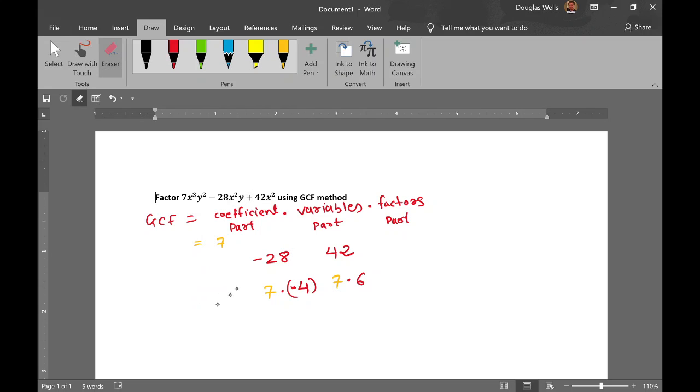Now move forward to the variable part. In our case we have two variables, but are they common? That's what we have to notice. Let's look at the first variable x. x is here, x is here, x is here. That means the variable x is common, so it will go here. But can I take variable y as my GCF? y is here, but y is not here. So y cannot be taken as a variable part for your GCF. So x is the only variable which is going to go into your GCF.